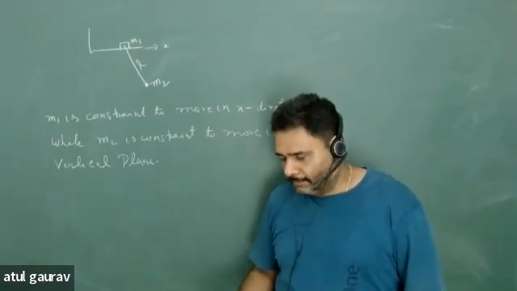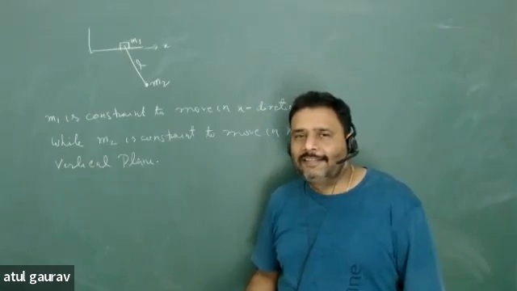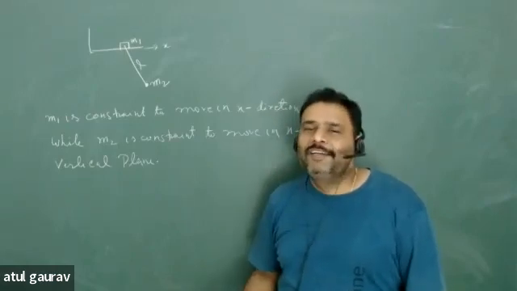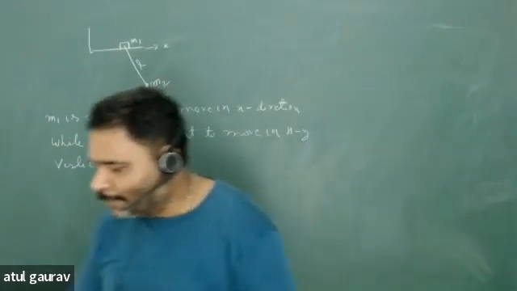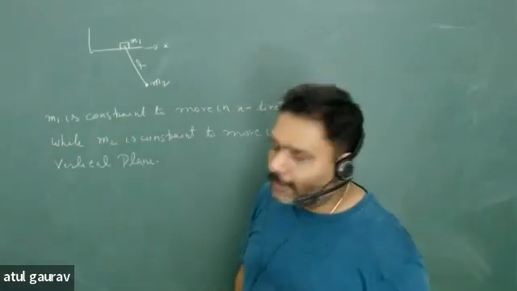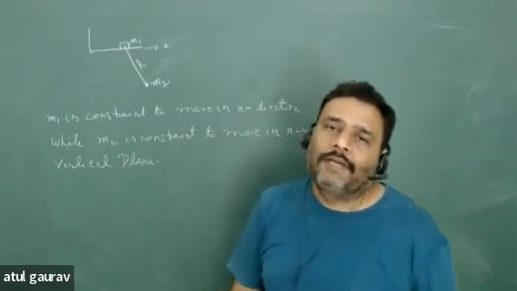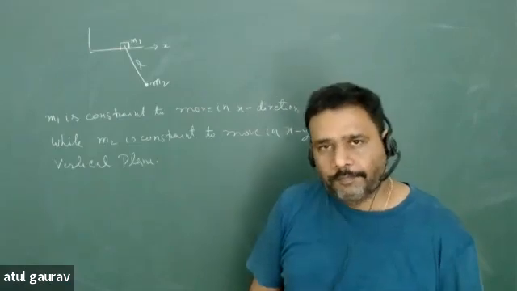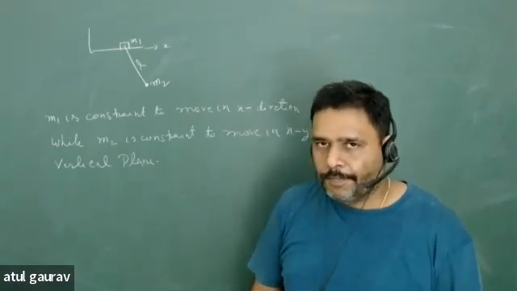In horizontal plane, y equals 0. Very good. And vertical plane, z, sorry, z equals 0. No, that is not the thing. Plane is always plane. But when we are talking about vertical plane, that means we are talking about the effect of gravity. Are you getting my point?